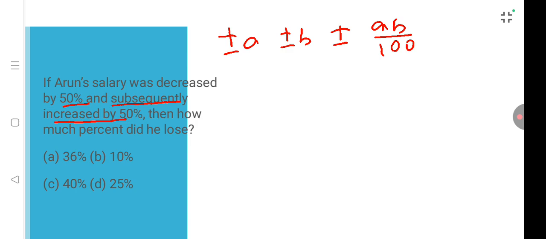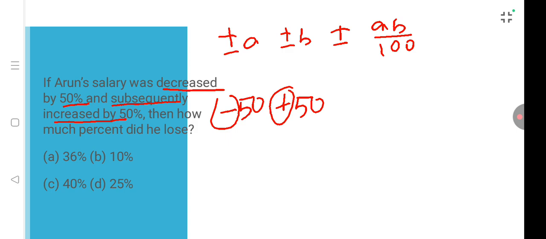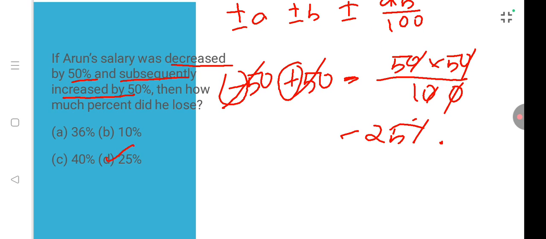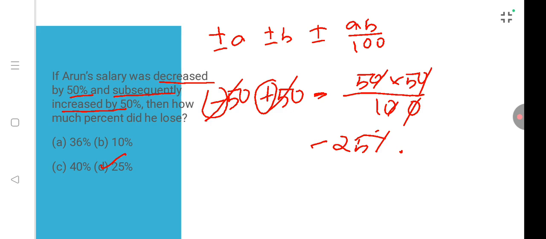So first it is decreased by 50 percentage. So here we have plus or minus. Decreased means minus. So minus 50. Then increased by 50. Increased by 50 means plus 50. Then here minus, here plus. So plus into minus, minus. We should put here the minus. So 50 into 50 by 100. So minus 50 plus 50 cancelled, minus 25 percentage. So overall it is a loss of 25 percentage. So hereafter we solve all problems through this formula.